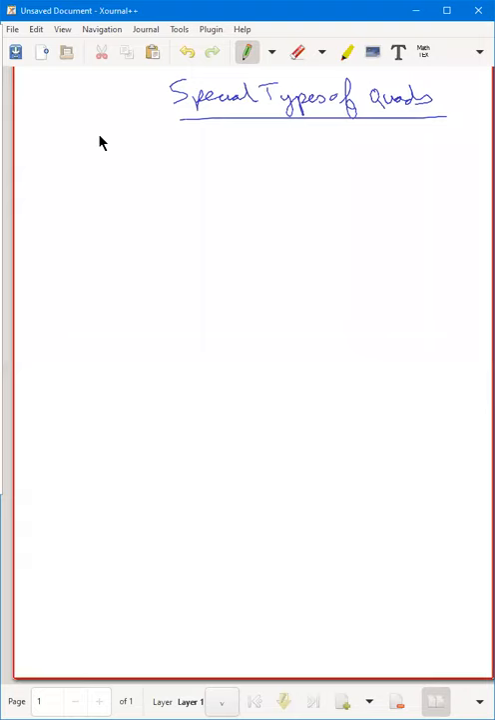Come on, what is a quadrilateral? Anyone? Or a shape which has four sides. Is this a quadrilateral? One side, two side, three side, and four side. Parth, is it a quadrilateral?